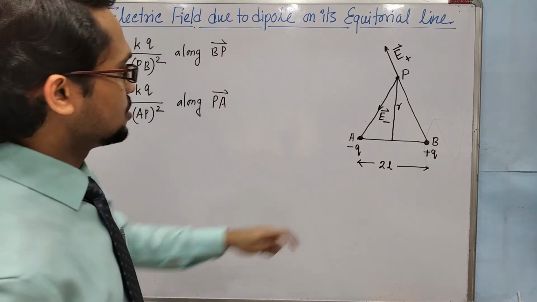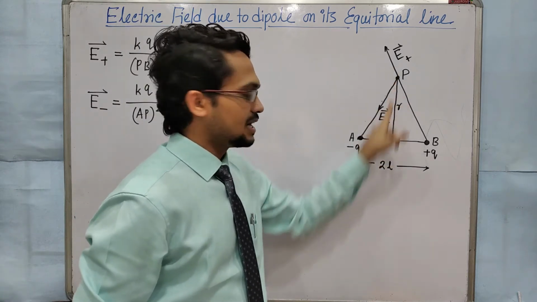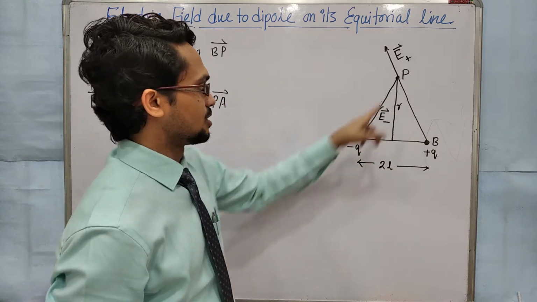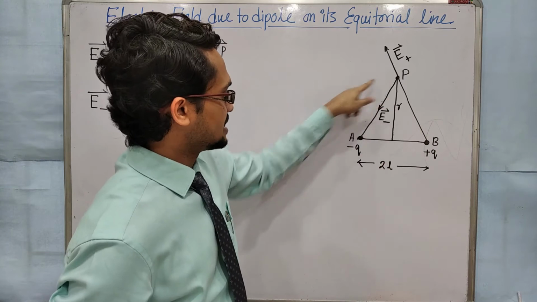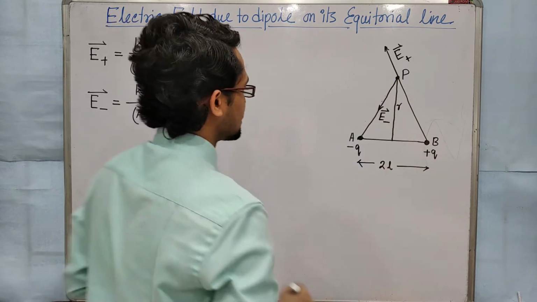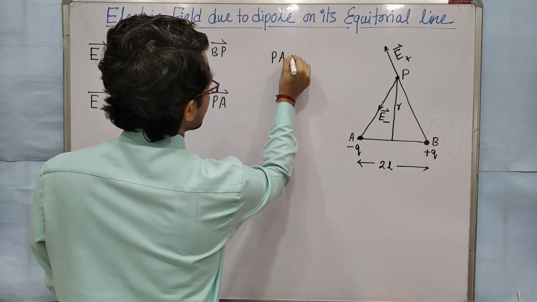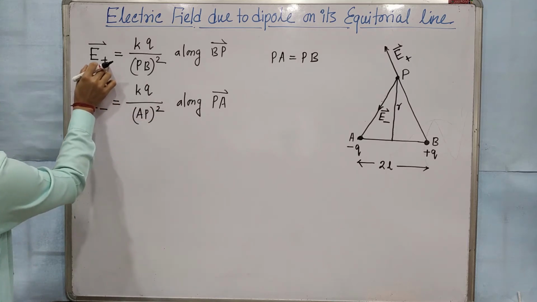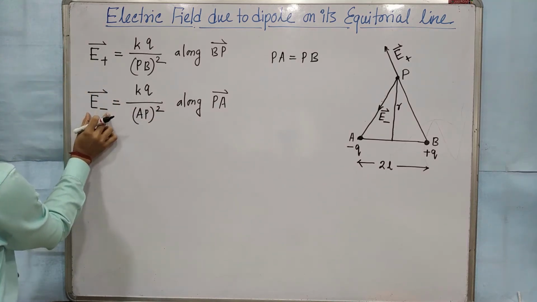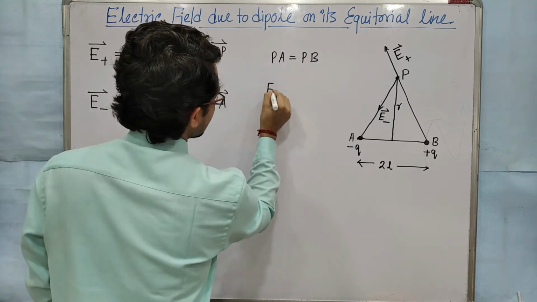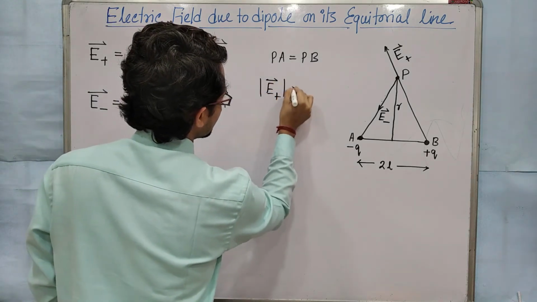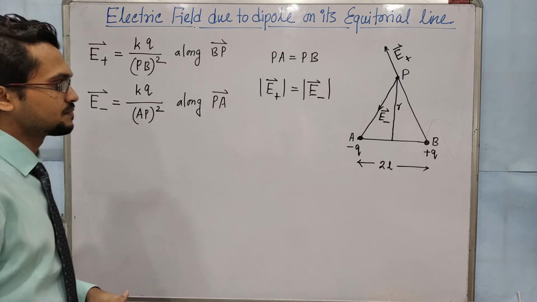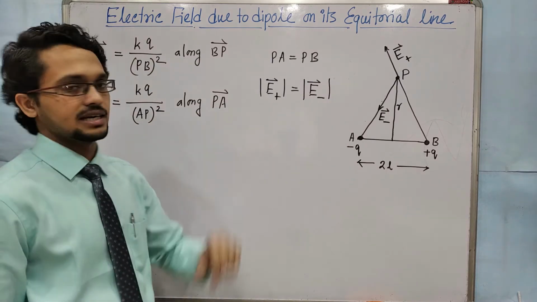Now look at this diagram. This is a perpendicular bisector, so triangle PAB is an isosceles triangle. That means PA equals PB. So the magnitude of this electric field is equal to the magnitude of this electric field. I am writing here: E plus magnitude equals E minus magnitude.